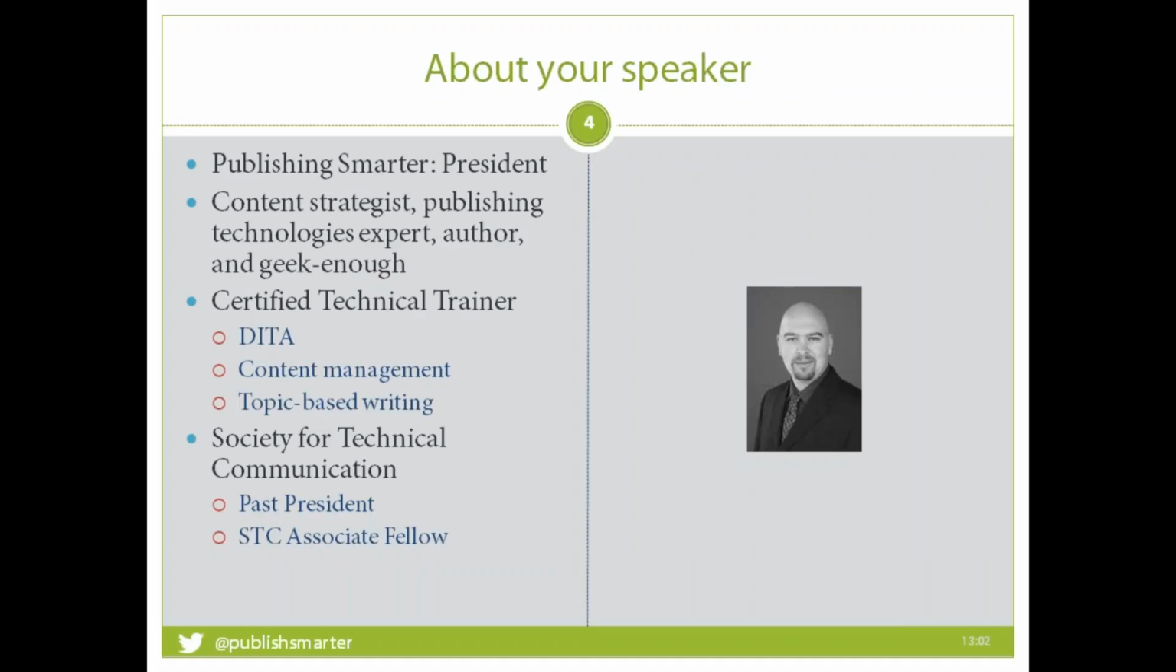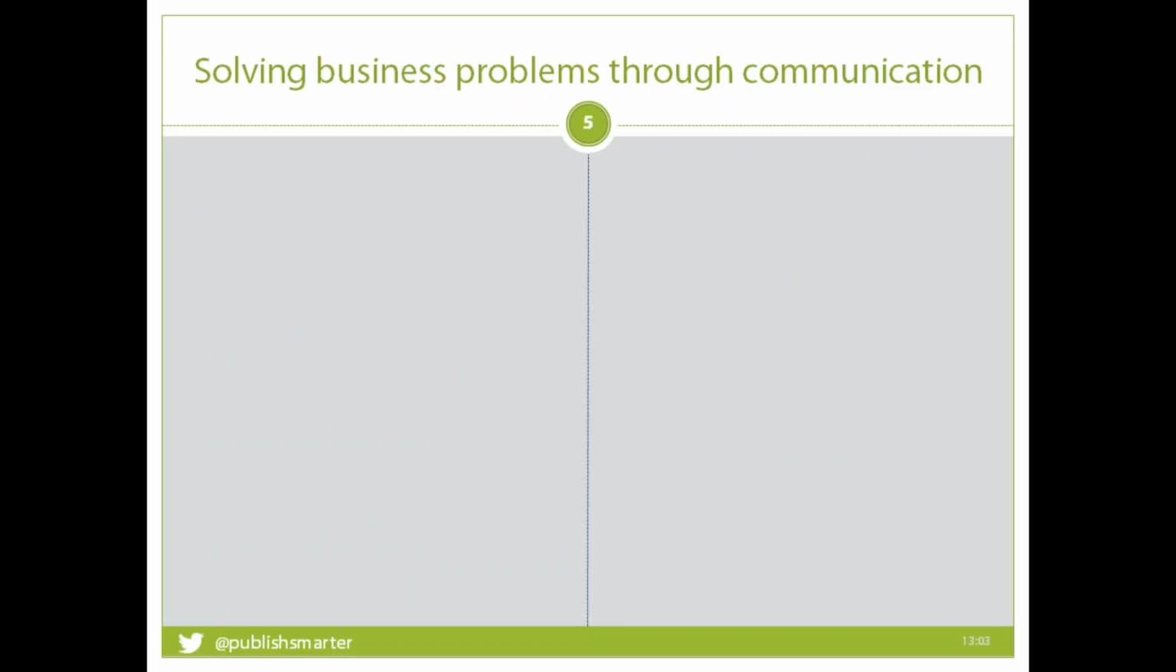My name's Bernard Ashwand, and as mentioned, I have a company called Publishing Smarter. My background is in content strategy, publishing, a lot of different technology tools, bit of an author. I'm geek enough to get myself into trouble, and I know enough people to pull me out of trouble when I do. I'm a certified technical trainer, do a lot of work with data, content management, and topic-based writing. I'm involved with the STC. I am the immediate past president and an associate fellow.